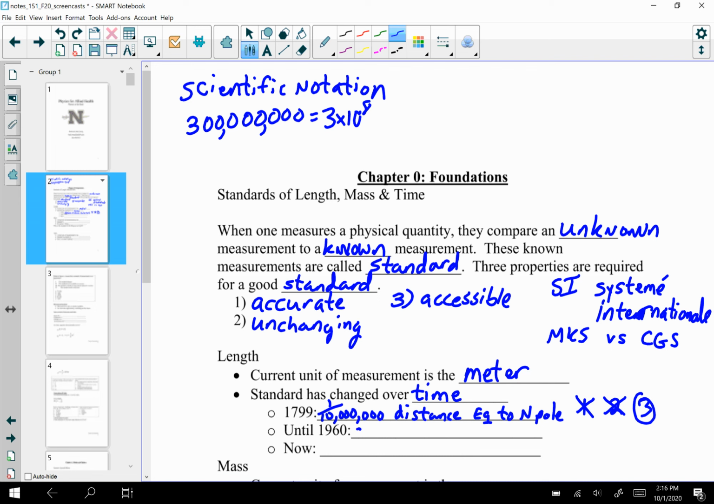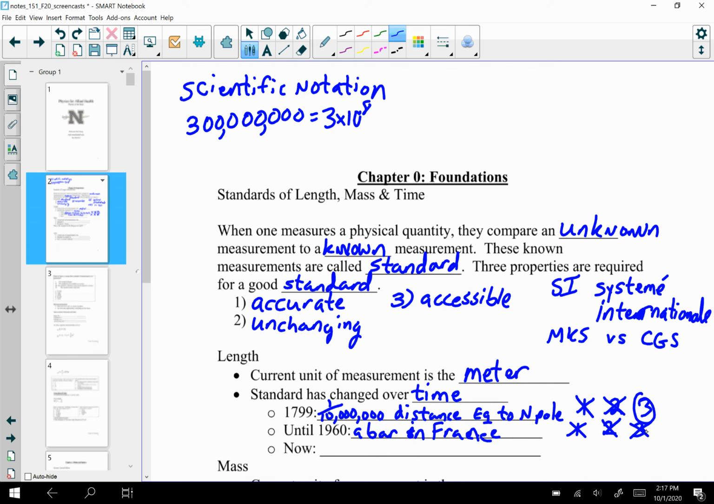Until 1960, the standard was a bar in France. And not like a bar like, hey bartender, give me a drink, but a bar like there was a metal bar that they kept in a vault tucked away, and that was the meter. And all around the world, if you needed to know what a meter was, you would have to reference it back to that particular bar. Not accurate, and not unchanging for reasons that we talked about. For example, if the temperature of that bar changes, it's going to expand or contract. So you can't use this to measure very, very small distances, like the width of an atom. It changes with time. And third, also not accessible.